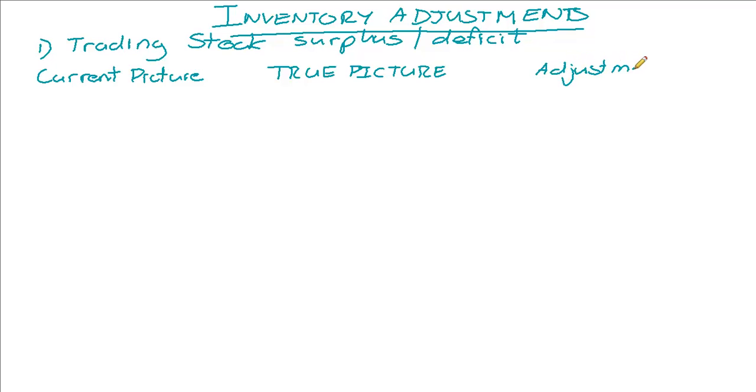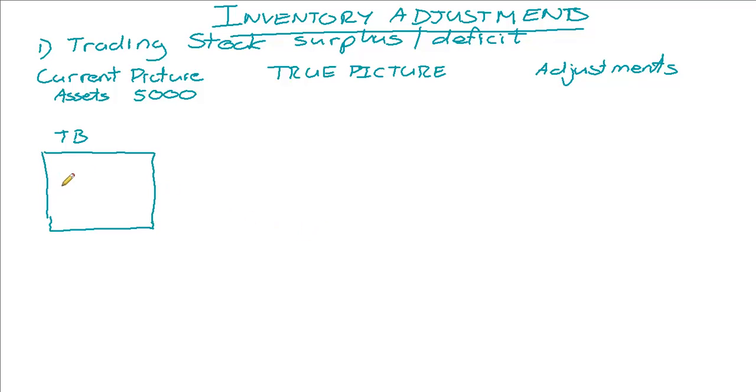Alright, so the current picture may reflect, if we take an example, that our trial balance shows trading stock of 5,000 Rand. So I've got total assets of 5,000 Rand in this entity. That may be the current picture.